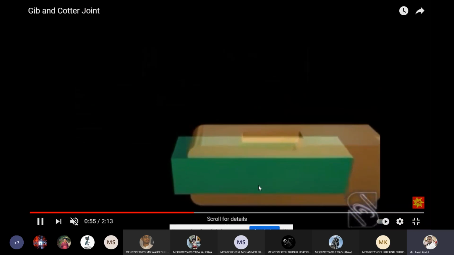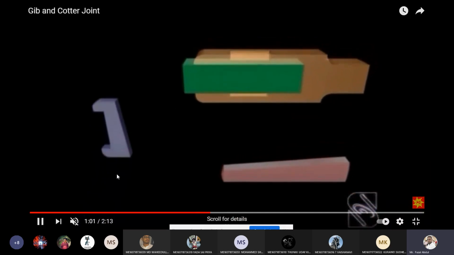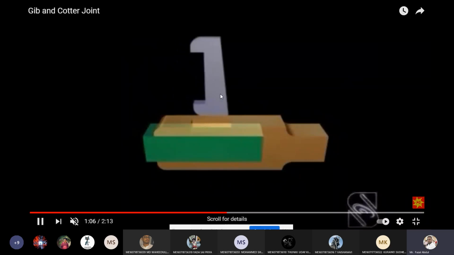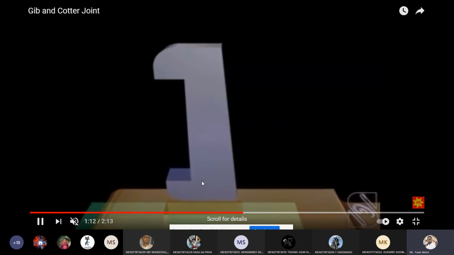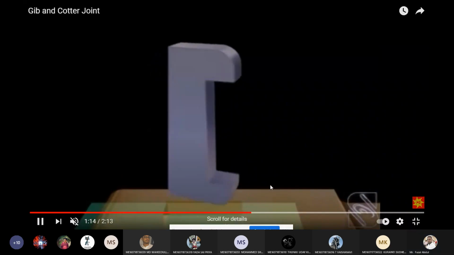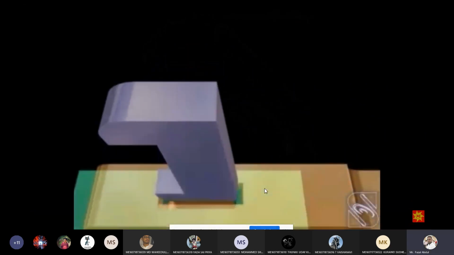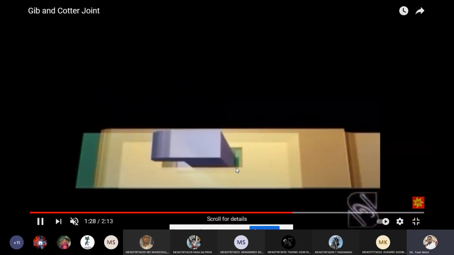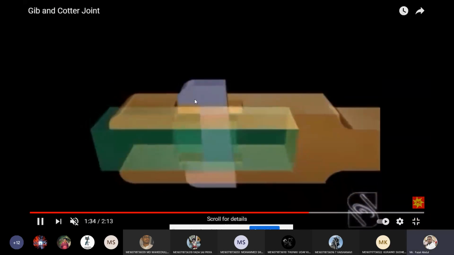Now the gib is inserted. Now this is the one gib. Gib is nothing but also one kind of quarter, but it is having heads at two ends. At both ends, it is having the heads. In this, whatever the slot made in it, the gib is inserted and moves forward. In this direction, it is going to move.